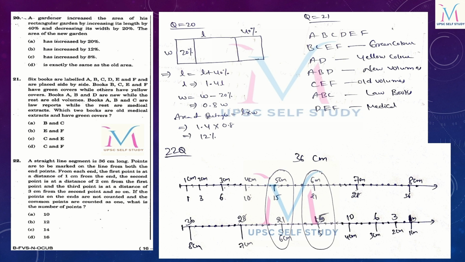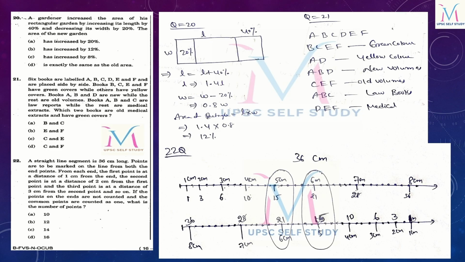And apart from these common points, don't count them, and the rest of the points we count: 3, 6, 10, 28, and the second line segments 3, 6, 10, 28, and totally that is 4 points and these 4 points, 8 points, and common points 4. So totally how many points are there? 12 points.